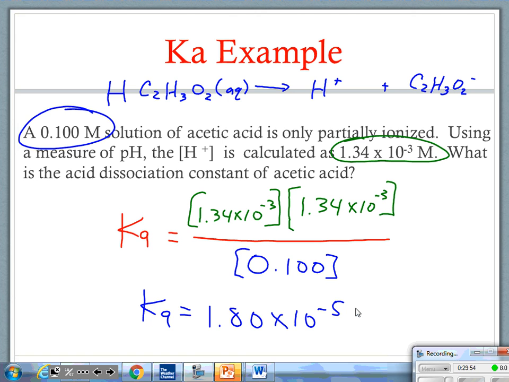Now, one thing, if you look up here, it says using a measure of pH. Okay, so if we measure the pH, we can determine the hydrogen ion concentrations and vice versa. If we measure the hydrogen ion concentration, we can convert that into a pH. And you will learn that either partially tomorrow when we start talking about that or on Monday.